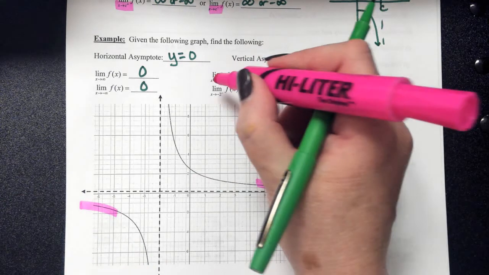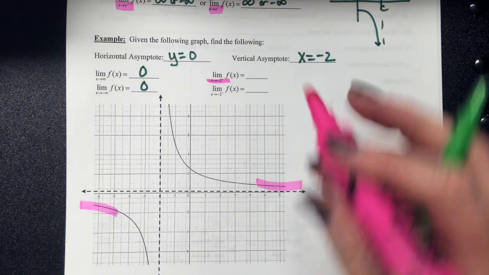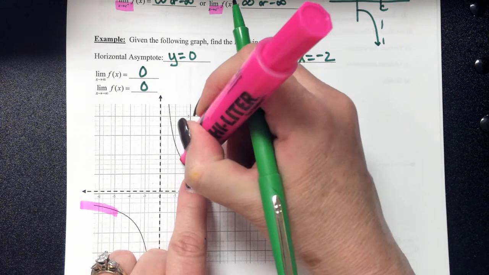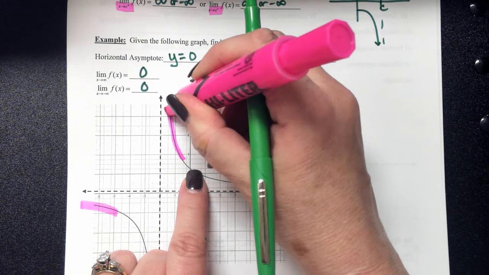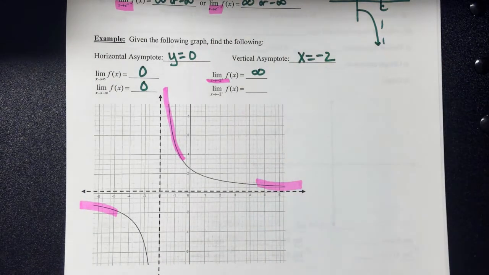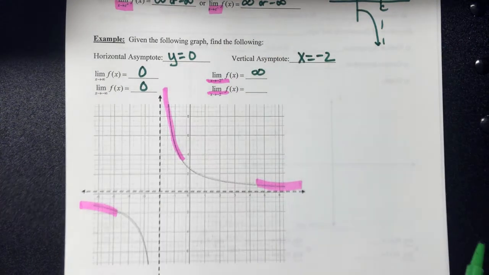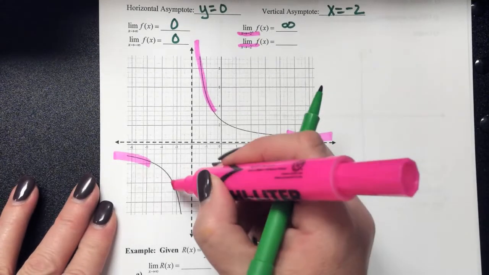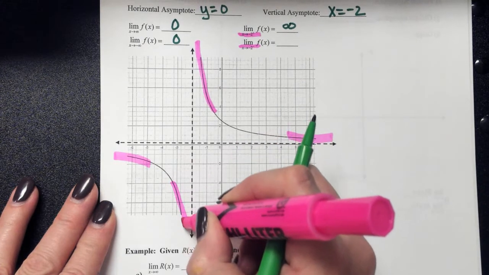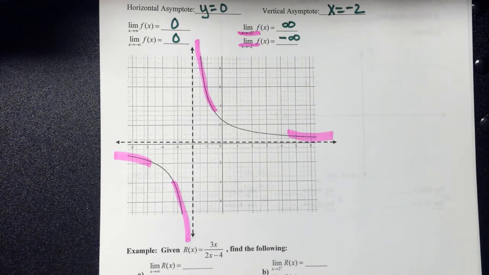And notice the question's asking you what's happening with the limit as x approaches negative 2 on the right. On the right of negative 2, as your graph gets closer and closer to negative 2, the behavior is approaching infinity. The limit as x approaches negative 2 on the left. So on the left-hand side of negative 2, as your graph gets closer and closer to negative 2, it's approaching negative infinity.